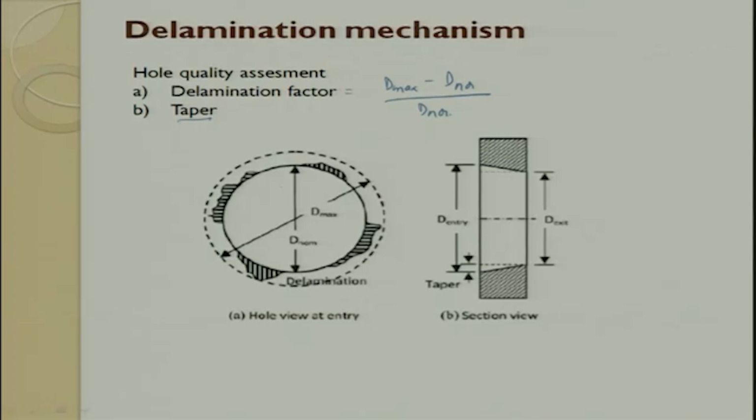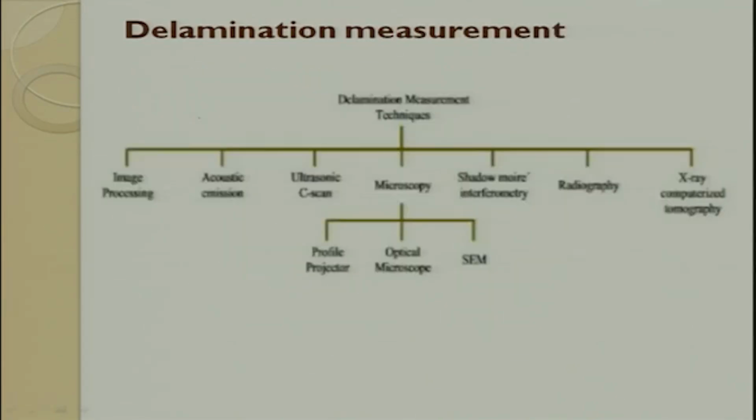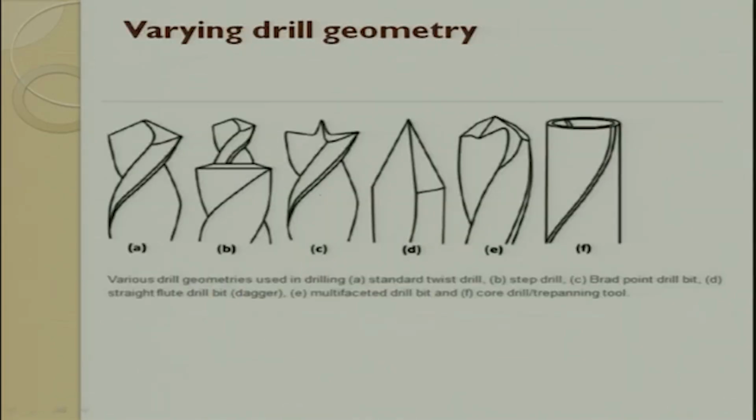You can see this is the entry part and this is the exit part, and on top of it you will also have fibers which are projecting. So, this is a taper. These two qualities have to be maintained when you drill a polymer matrix composite. The several delamination measuring techniques were seen in the non-destructive testing lecture series. We predominantly use microscopic and ultrasonic scanners to find out the defect, delamination and the response.